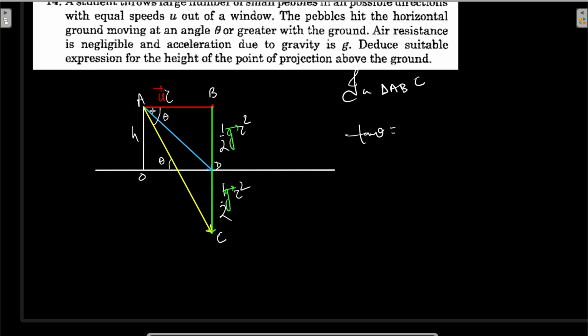Tan theta is BC by AB here, perpendicular by base. How much is BC? BC is half g tau square plus half g tau square, which is g tau square divided by this u tau. So tau gets cancelled. We get u tan theta by g as our tau.